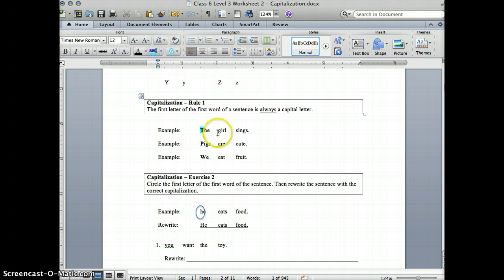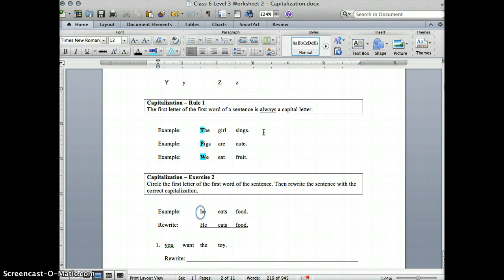So I'm going to go ahead and do that in blue. So we always have to capitalize the first letter of the first word. So for example, the girl sings, pigs are cute, we eat fruit. The T in the for the girl sings is capitalized. The P in pigs for pigs are cute is capitalized. And the W in we for we eat fruit is also capitalized.